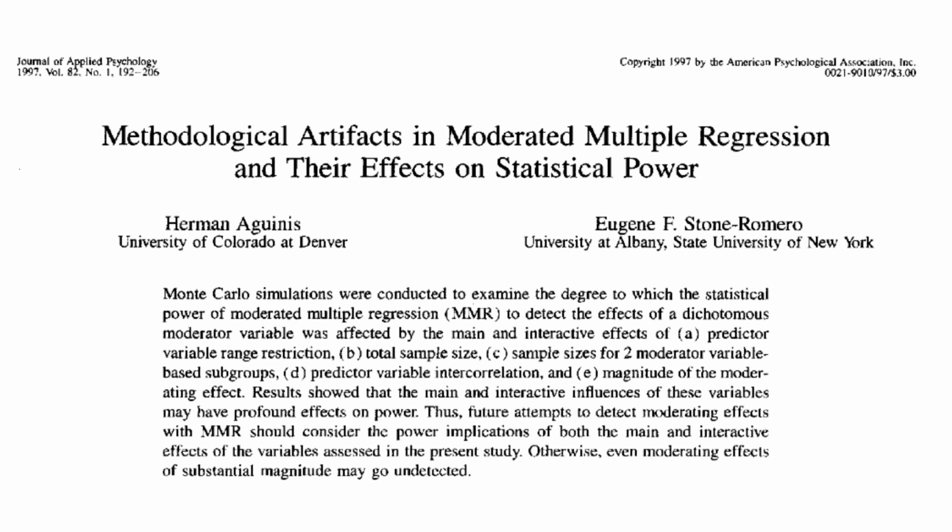So we're looking at this article from '97, Journal of Applied Psychology, by Herman McGinnis. McGinnis. Yeah, like the beer. And Eugene F. Stone Romero. They use computer simulations to basically stress test this whole moderated multiple regression thing. Computer simulation. So like tons of mini experiments all happening inside a computer. Exactly. They wanted to see what factors could really throw a wrench in the works, make the analysis go wrong.